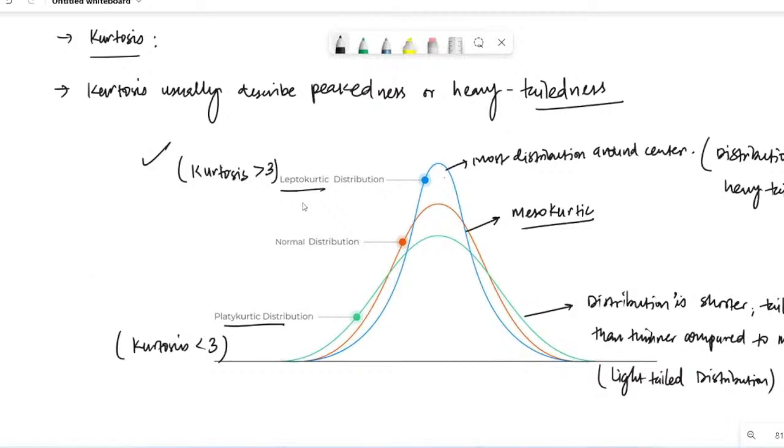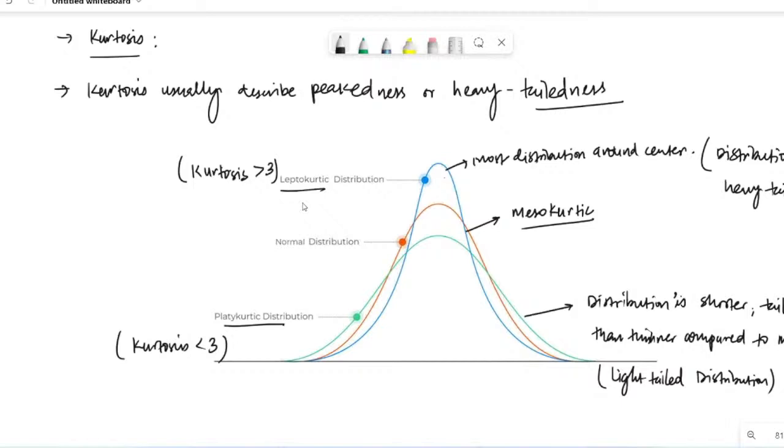So once you have a kurtosis value greater than 3, then you can say that your data distribution has most of its distribution around the center, and the distribution is longer here.